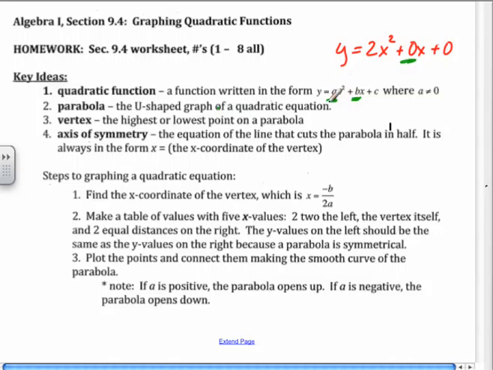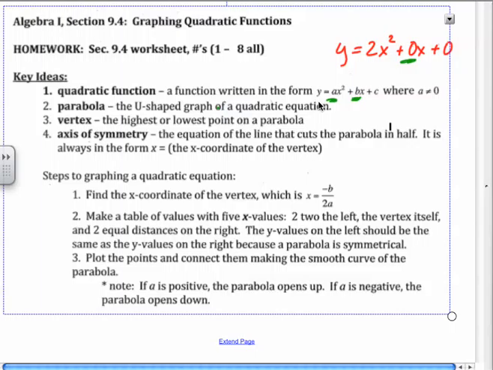Okay? The second thing we do, we're going to make a table of values, all right, with 5 x values, 5 of them. All right? 2 of them are going to be to the left of the vertex. 1 is the vertex itself. And then 2 are going to be equal distances on the other side of the vertex, to the right. Okay? Now the y values on the left should be exactly the same as the y values on the right because it's symmetrical. Okay? And then the last thing, number 3, plot the points and connect them and make a smooth curve of the parabola.